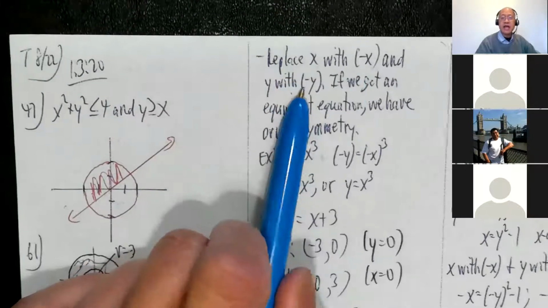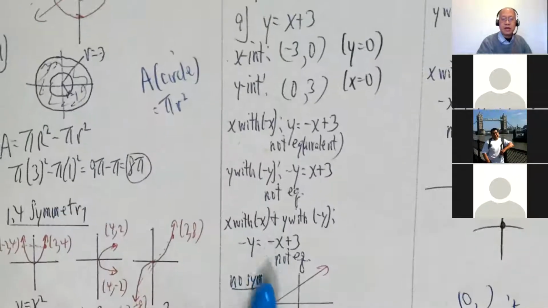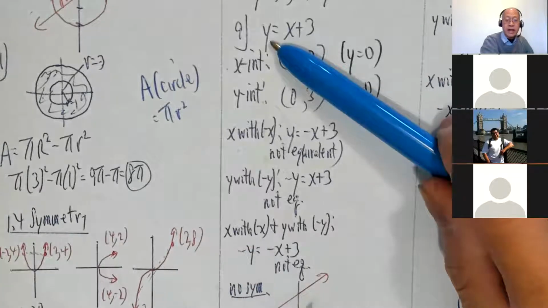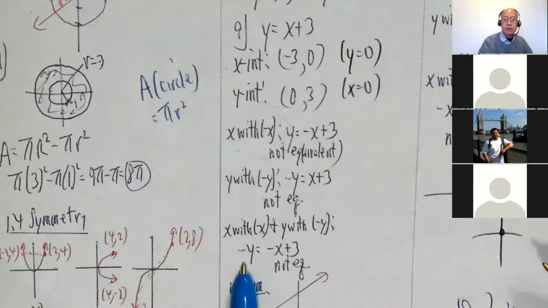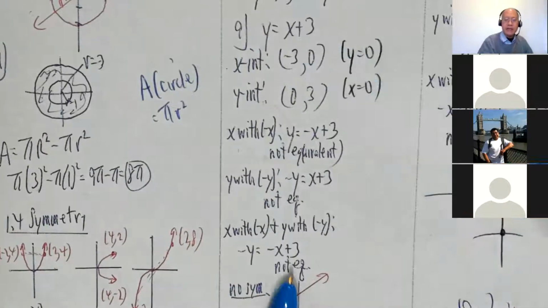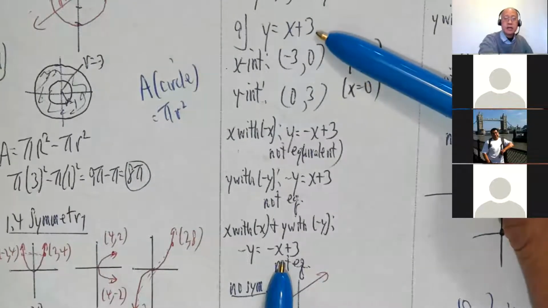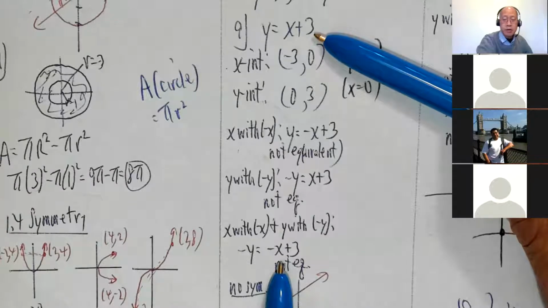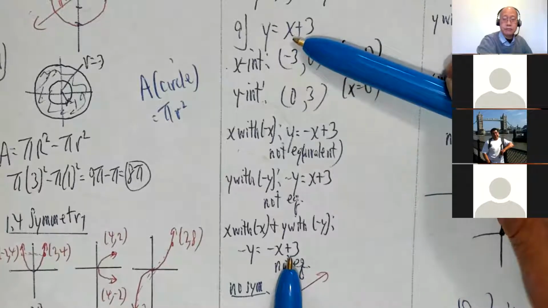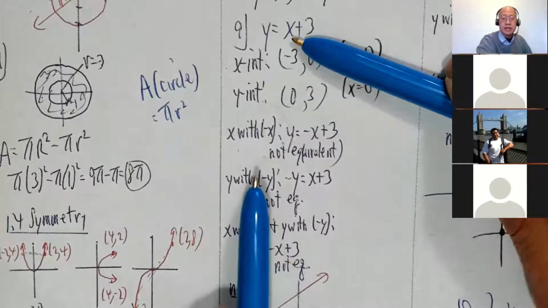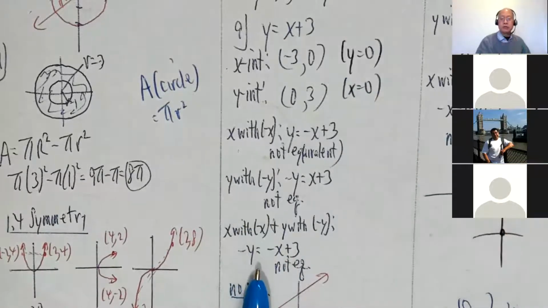And then I do both of them. Replace x with negative x and y with negative y. So right here, put negative y. Right here, put negative x. And now, is this equivalent to this? The answer is still no. And by the way, you might say, what if I multiply both sides by negative 1 over here? If you did, you have y equals x minus 3. That's not the same as this. So bottom line, this graph has no symmetries.